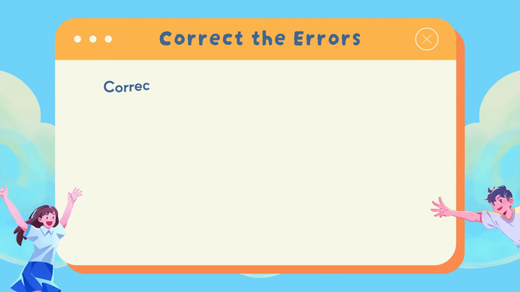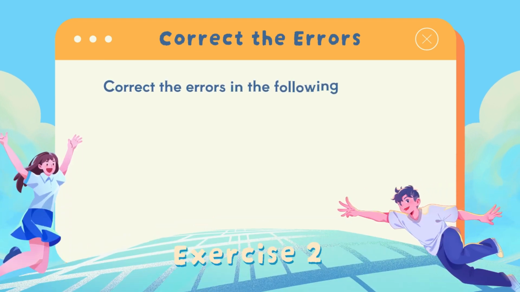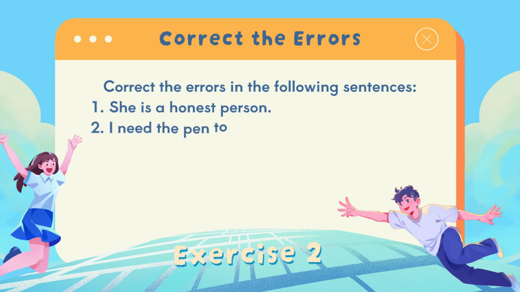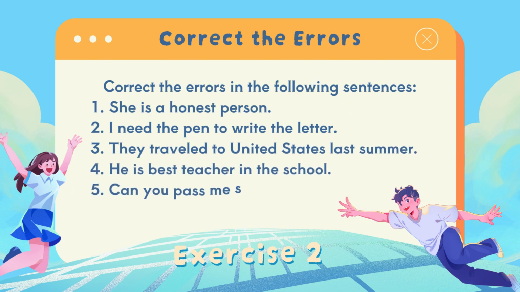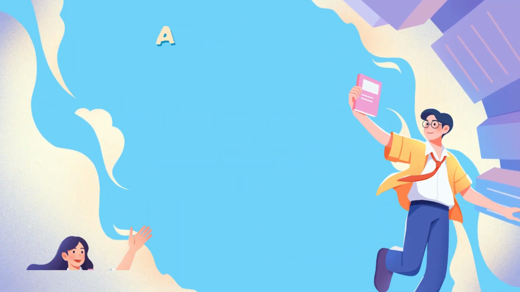Great job! Now let's move to exercise 2. Here, you'll correct the errors in the following sentences. Look for mistakes in the use of articles. Pause the video if needed. Here are the sentences. 1. She is an honest person. 2. I need the pen to write the letter. 3. They traveled to United States last summer. 4. He is best teacher in the school. 5. Can you pass me salt, please? Take your time, and we'll check the answers next.